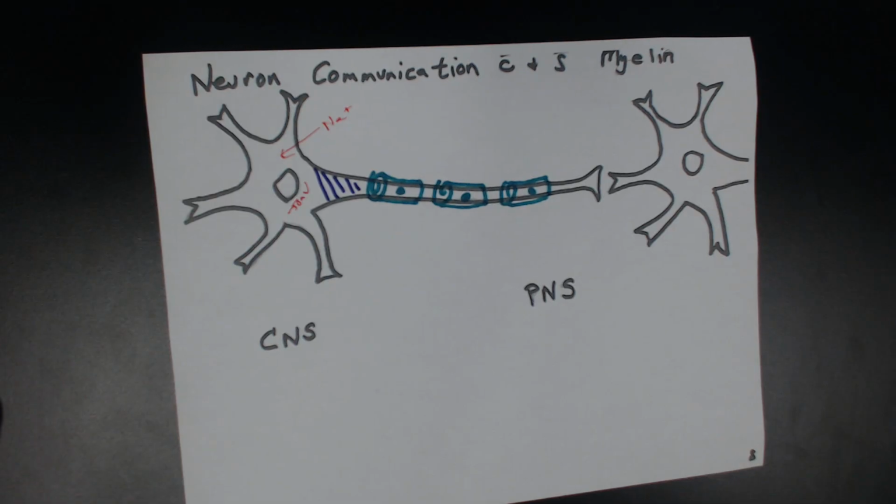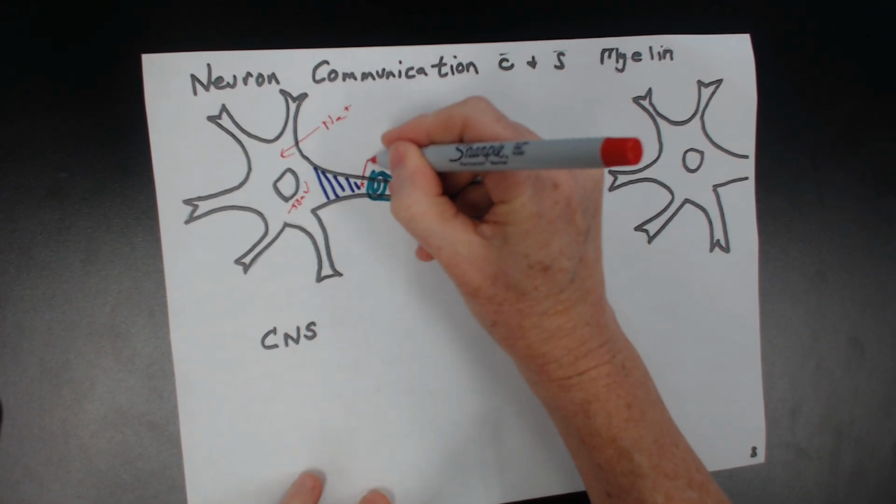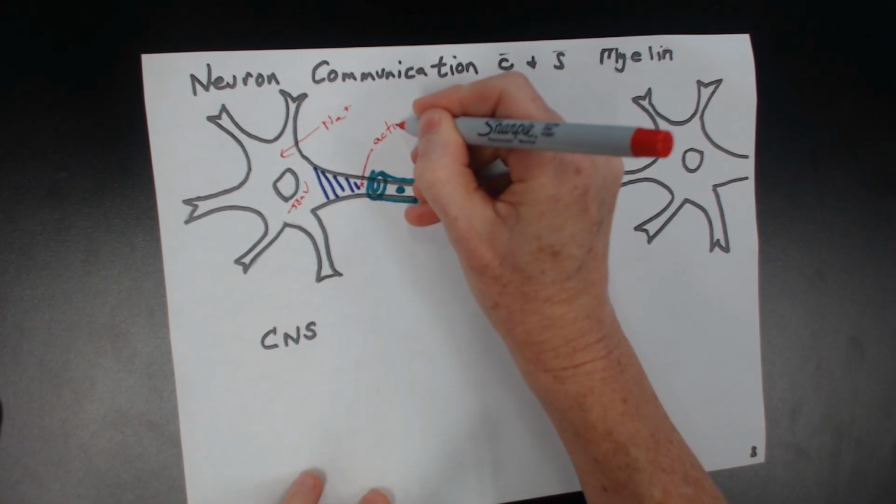We spent the first part talking about this today. To represent this action potential, I'm just going to put here that the positives are going to be the action potential.